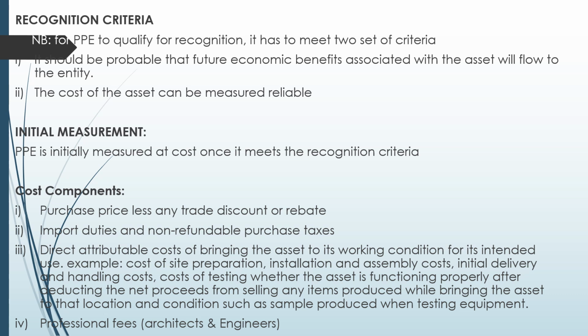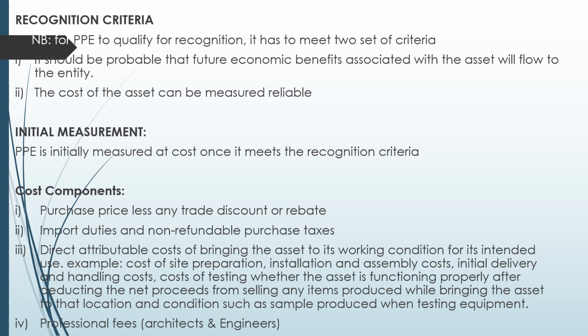Initial measurement. PPE is initially measured at cost once it meets the recognition criteria which we've already identified. So, cost components. There are some components that have to be factored into our costs, and there are some components that have to be excluded, and the reasons have been identified below.